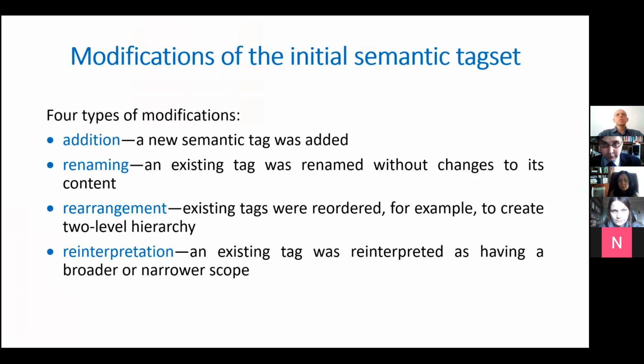There have been a number of modifications done to the initial semantic tag set. So the process was that I first developed the semantic tag set, and then I tried to apply it to the most frequent words of Ukrainian. And in the process, I saw that modifications were necessary. So some tags were added, some tags were renamed without changes to their content. Some tags were rearranged, for example, to create two-level hierarchies in some places. And there were a few cases where an existing tag was reinterpreted as having a broader or narrower scope. And in general, this process of applying the initial tag set to the most frequent words of Ukrainian helped to refine the tag set, make it more precise, better tuned to Ukrainian.